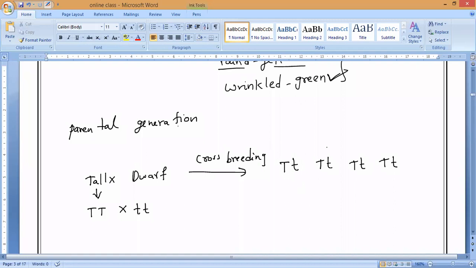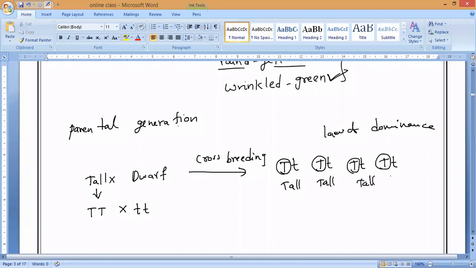So this is what is called the law of dominance. Even though the dwarfness is present, in every F1 generation only tallness is coming. That is what we call the law of dominance. So we get only tall plants, and this is what we call the F1 generation. Understand?